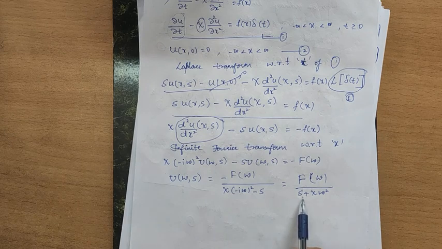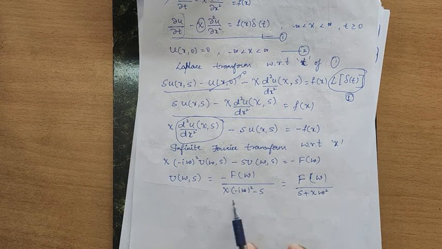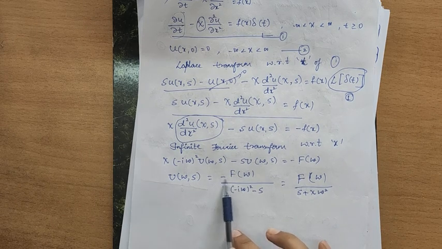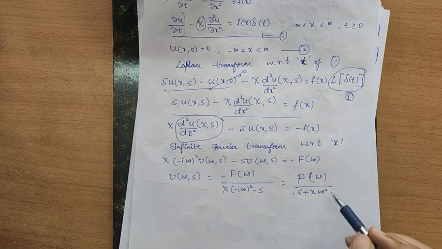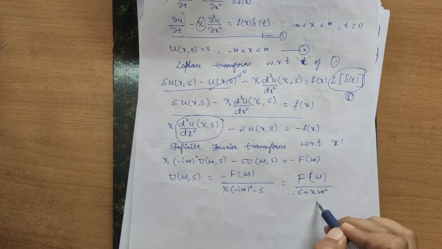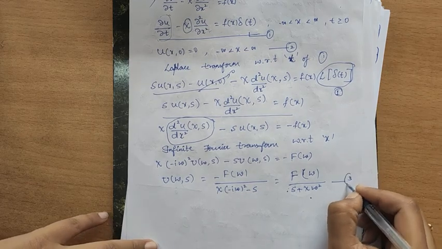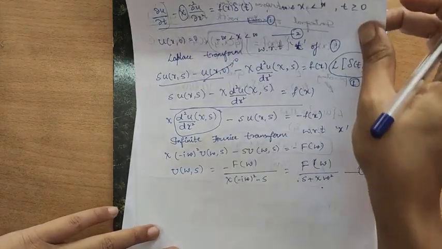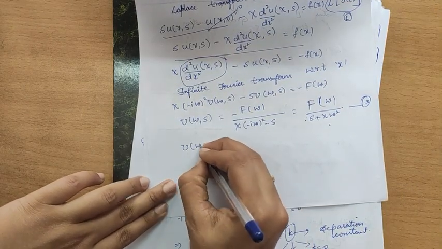Here actually you will get minus s minus omega square x. So take that minus outside. This minus and the outside minus you have taken will get cancelled. So you will get f of omega by s plus chi into omega square. I will call this equation number 3.